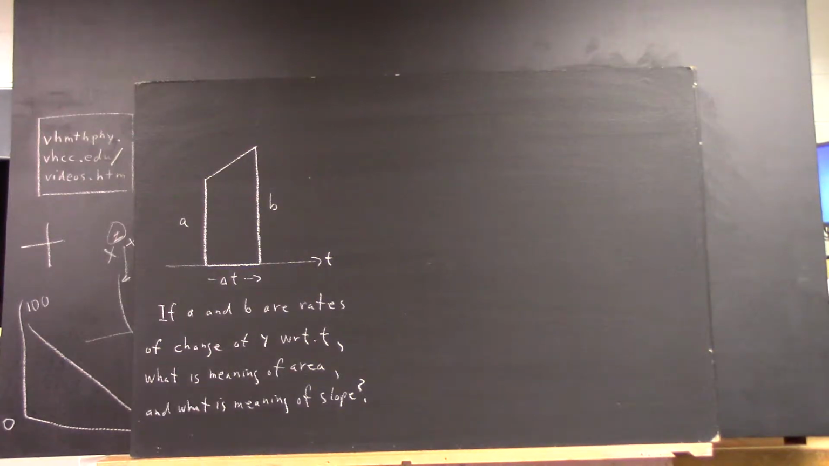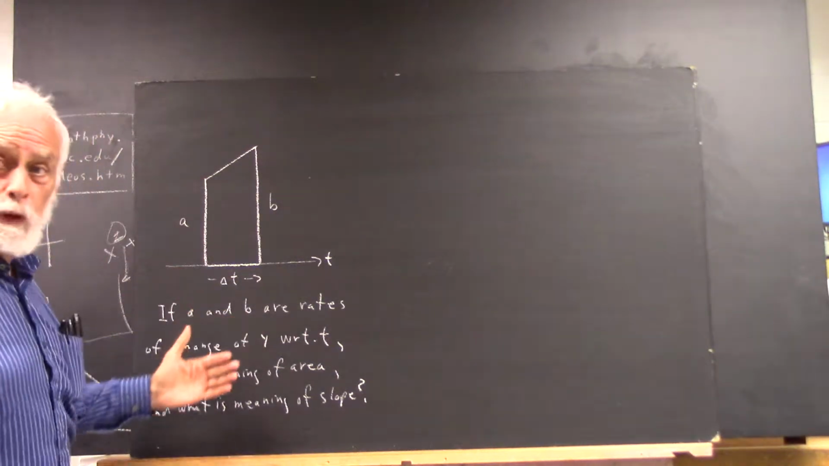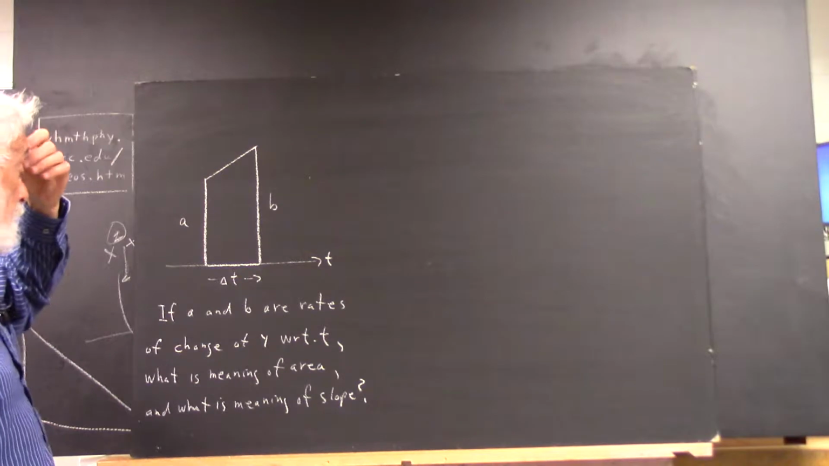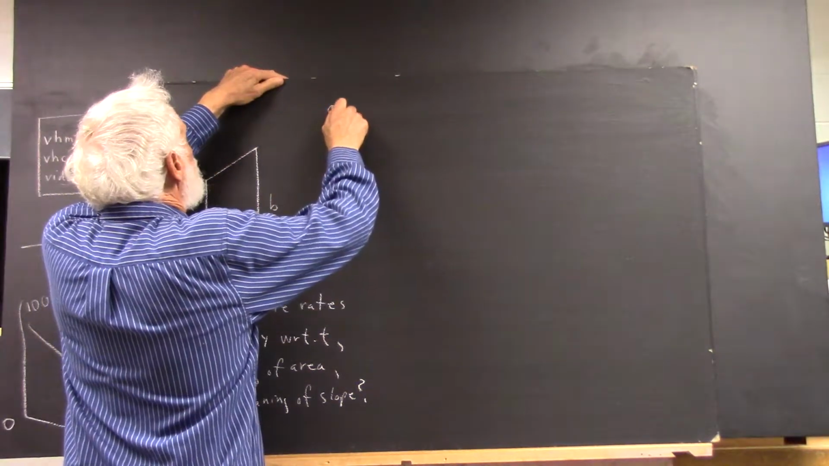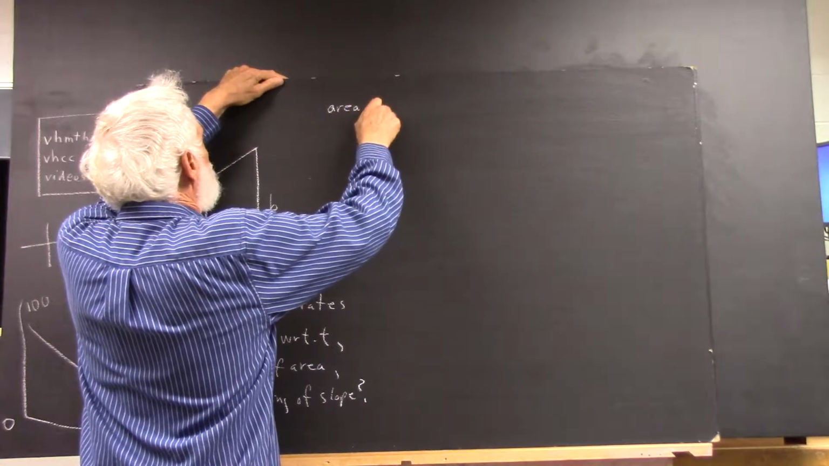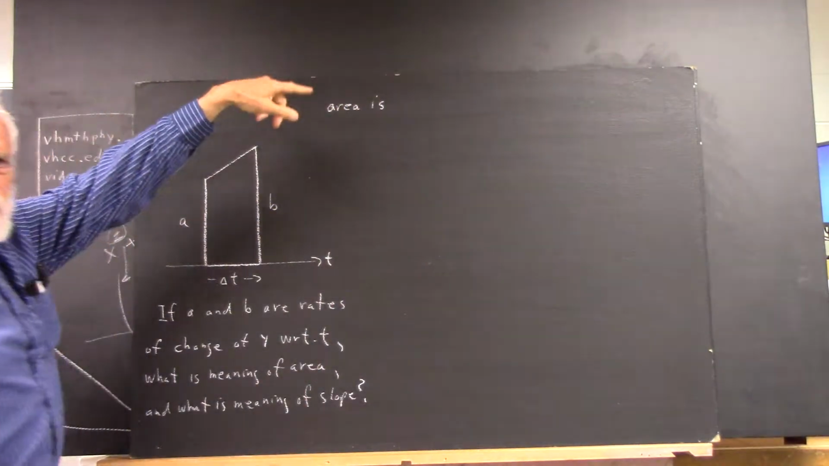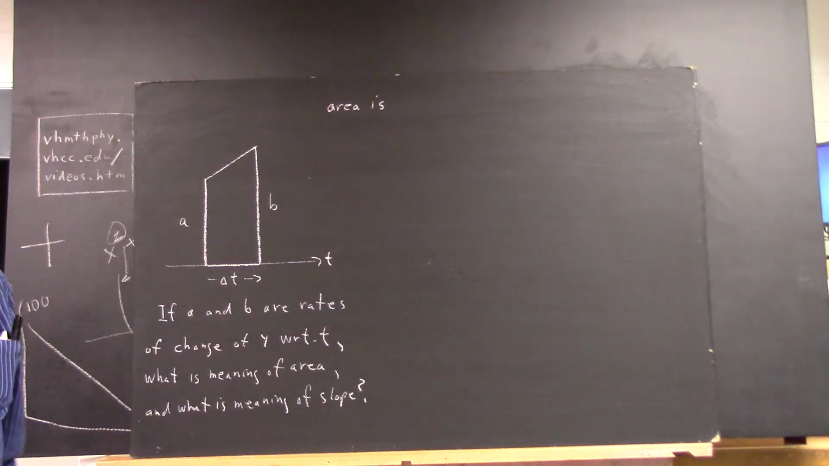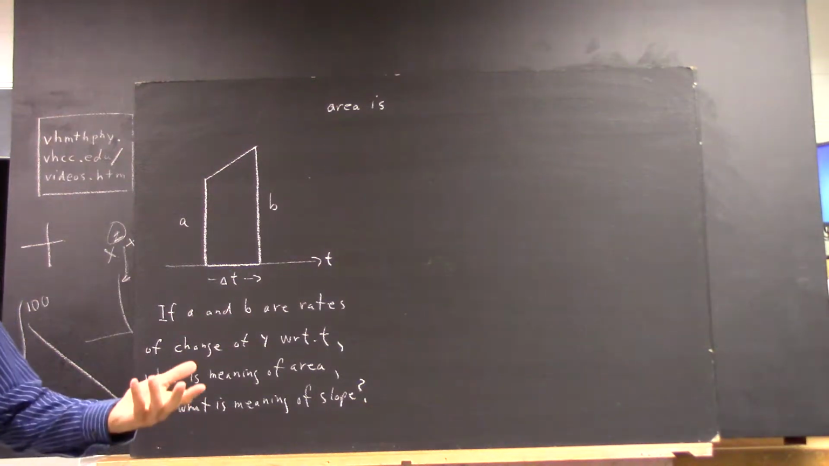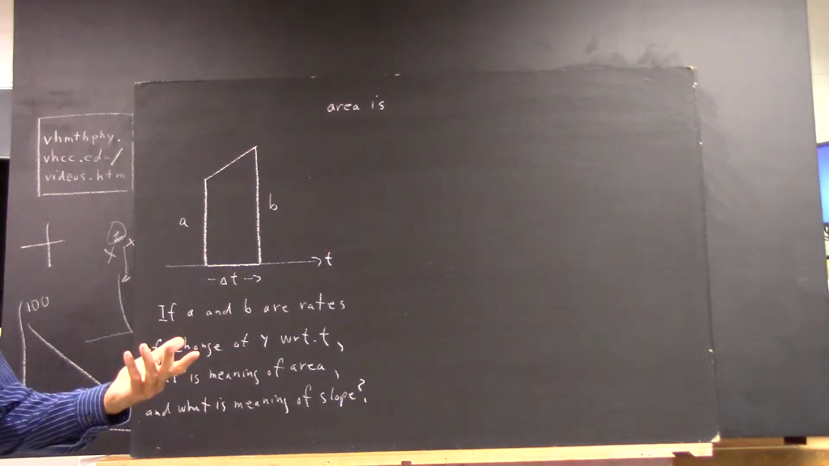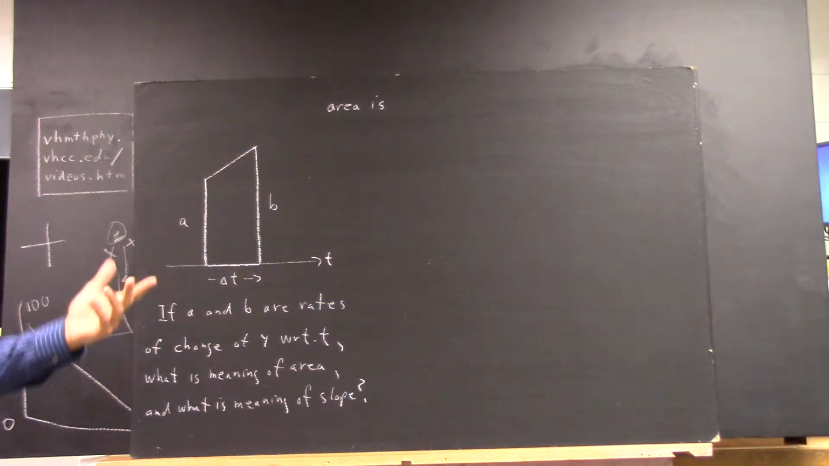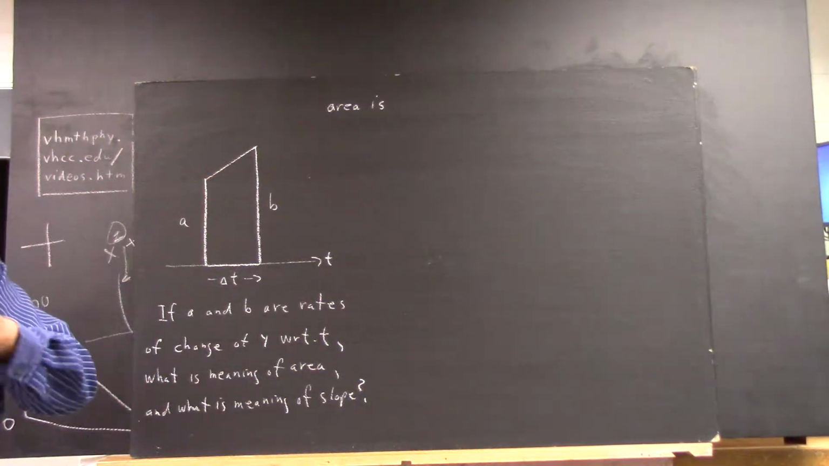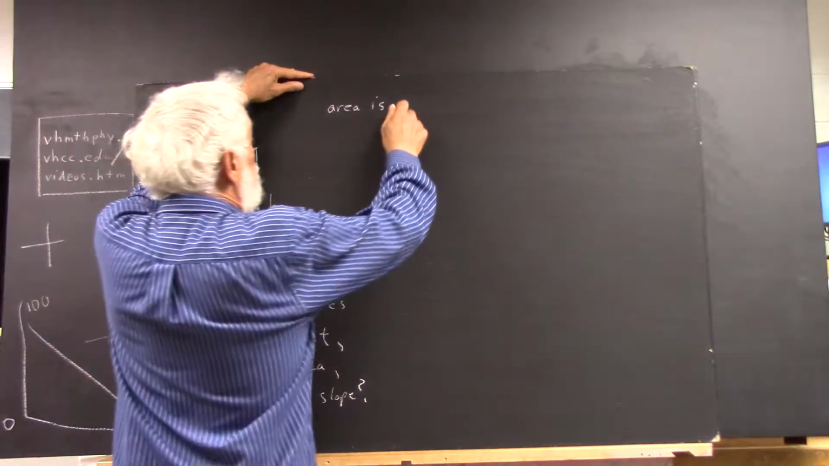So we want to know what the meaning is of area and what is the meaning of slope. So what is area? How do you calculate the area? You find the mean between the other two sides, and then you multiply the length by the width. Area. I think this is what you just said.